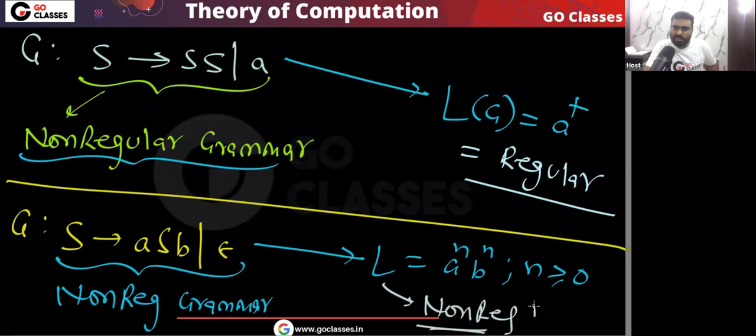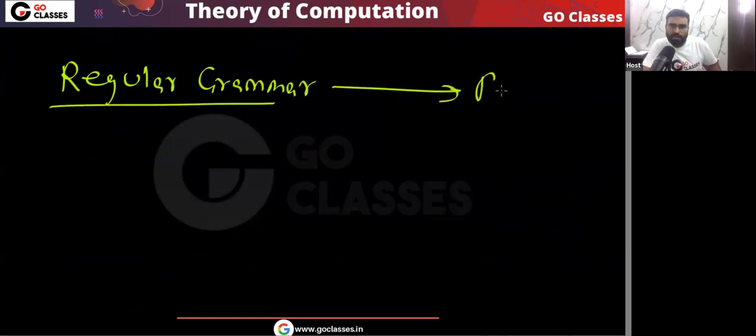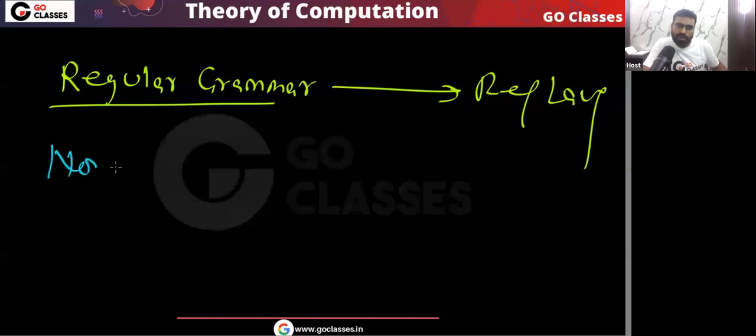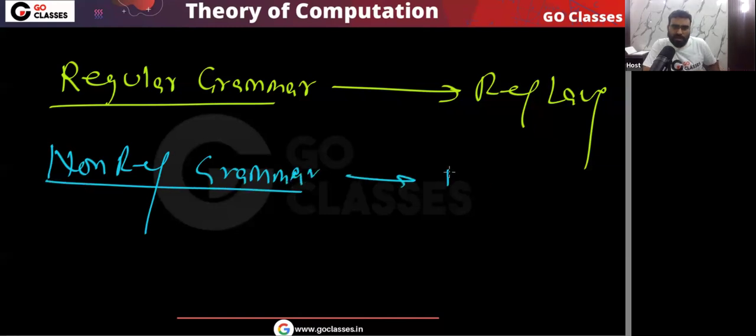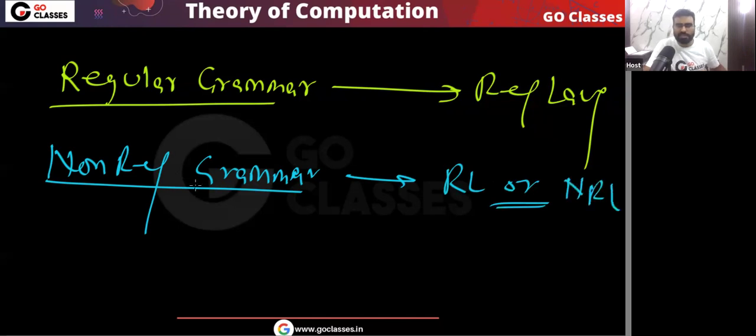This is what I'm saying: if your grammar is regular, then the language will definitely be regular. But if you have a non-regular grammar, then the language can be either regular or non-regular. Is this clear? Very simple.